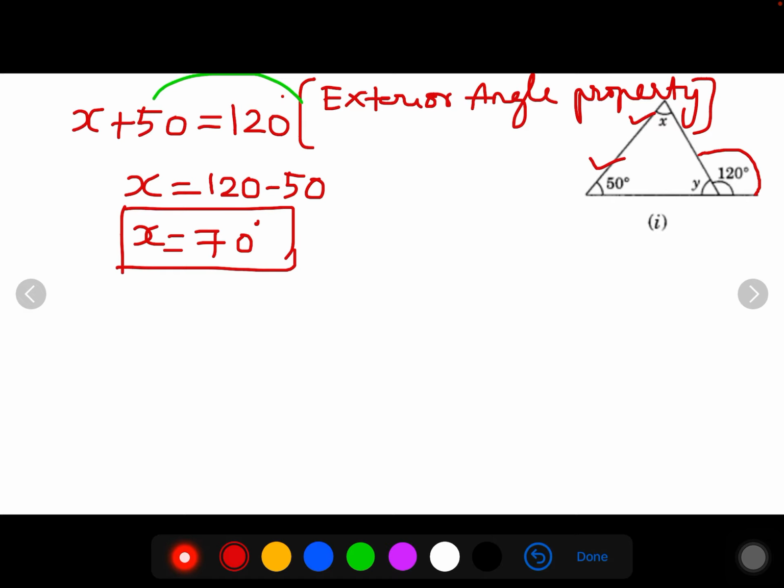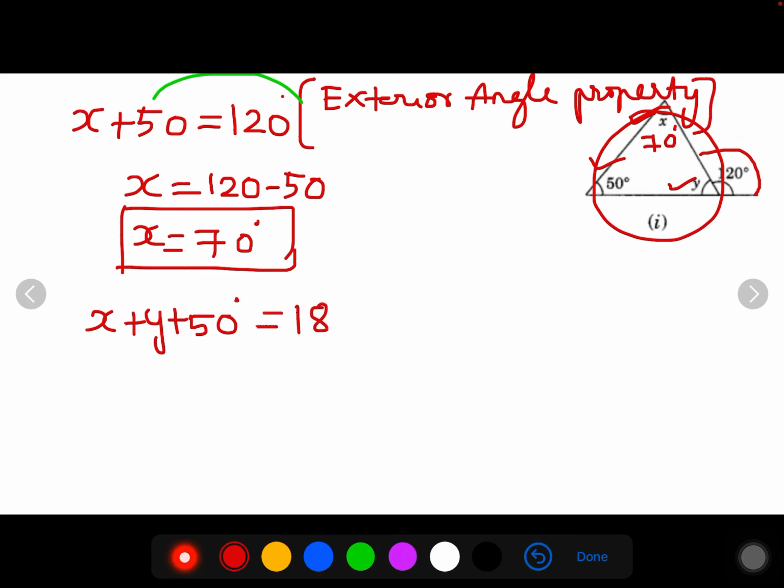So one value we have found now. Now you have the value for x as 70 degrees. The one unknown value is only y here. Since we have all the three angles, we can apply the angle sum property. When you add all the three angles of a triangle, what are the angles here? x plus y plus 50. Adding all the three angles of a triangle is equal to 180 degrees. So what property is this? It is the angle sum property.